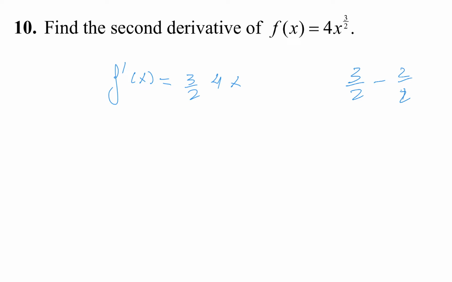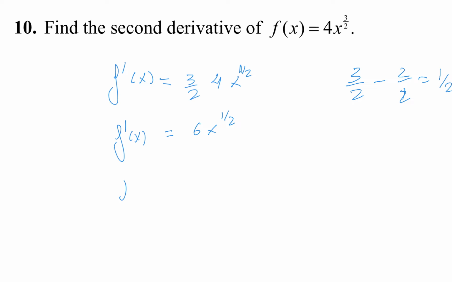Between, 2 divided by 2, it will be 1/2. So 3/2 minus 1 minus 2 divided by 2 is 1/2. So I found the derivative. 4 divided by 2 is 2, 6x^(1/2). So this is f prime of x.